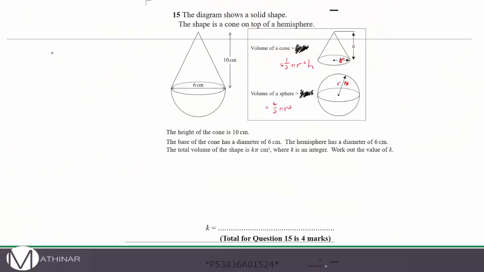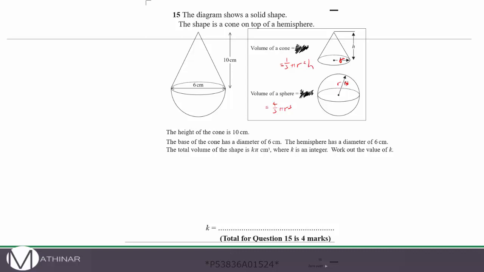So now we're beginning to get to the tricky part of the exam paper. Question number 15. The diagram shows a solid shape. The shape is a cone on top of a hemisphere. Now a hemisphere is basically half of a sphere. I've just had to rewrite these formulas because we had some formatting errors there.